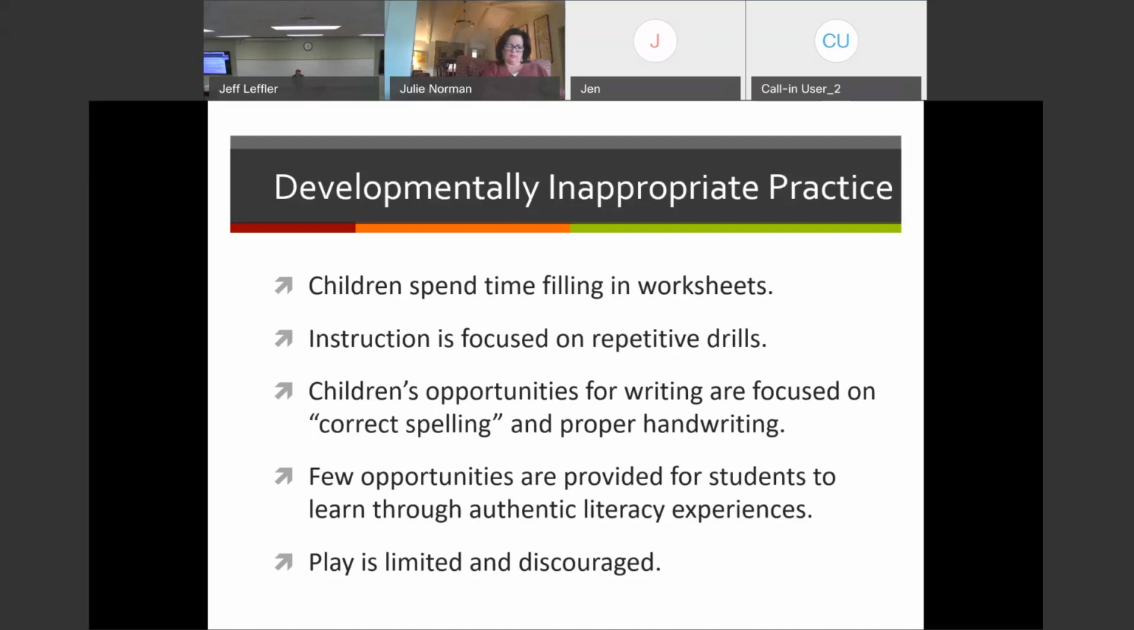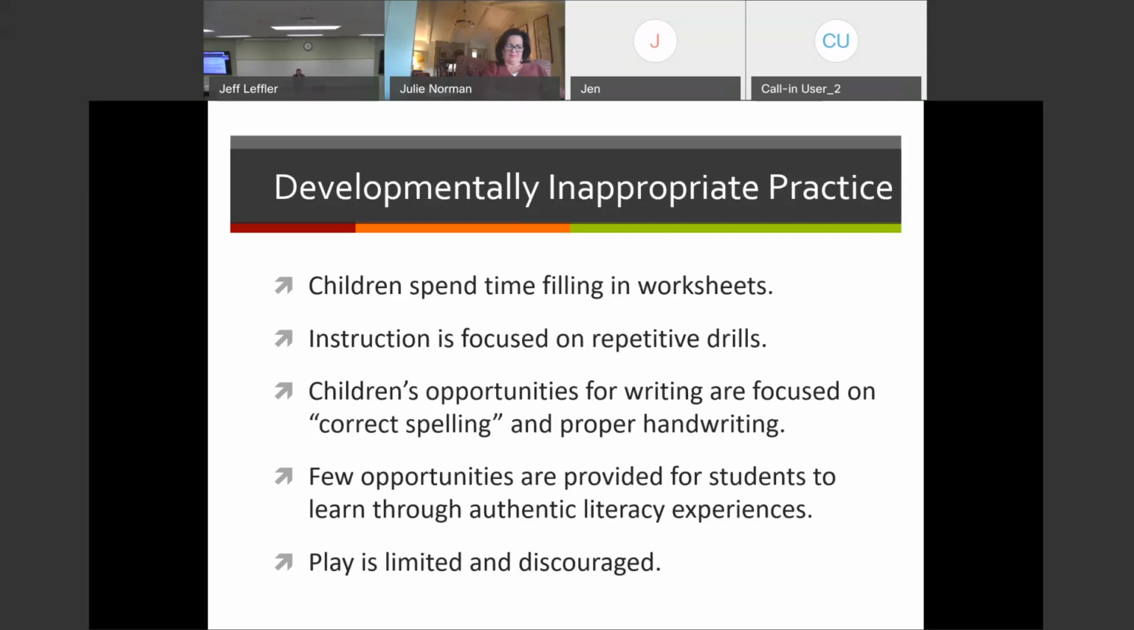Another inappropriate practice is when children's opportunities for writing are focused on correct spelling and proper handwriting. I mentioned that Lucy, when she was little, learned how to write Lucy Loves. As she got older, she began saying to me, Daddy, I have these ideas in my head, but I just don't know how to spell the words to put them down. And I said, Lucy, you just get your ideas down on the paper. We can hire an editor to do the editing of those papers after you write them.